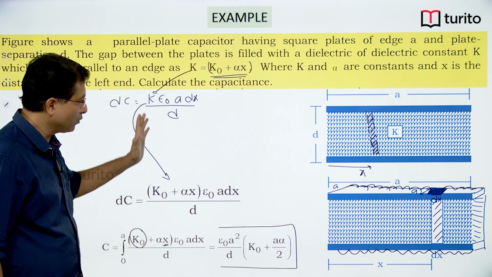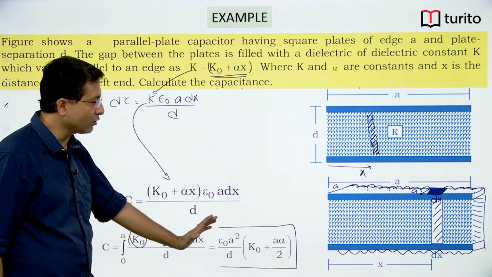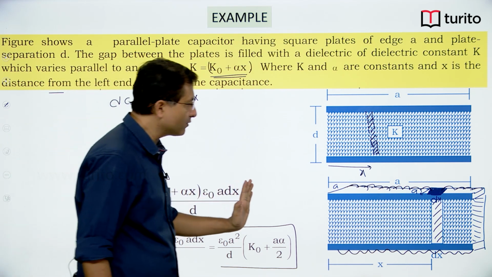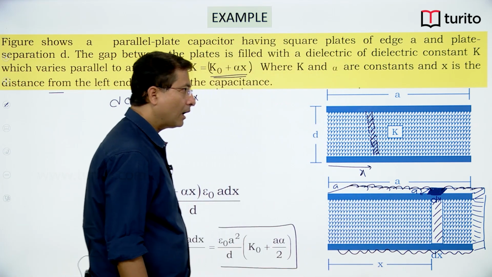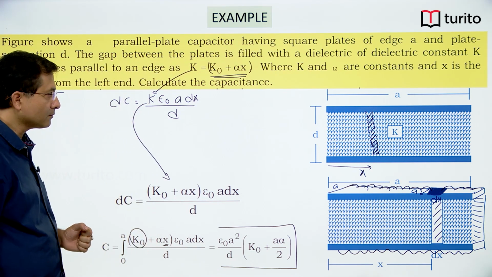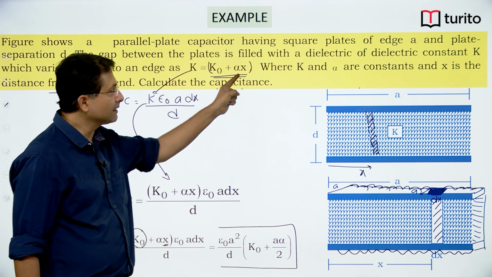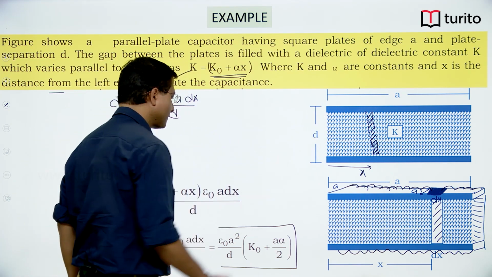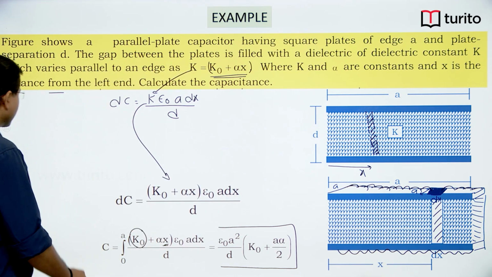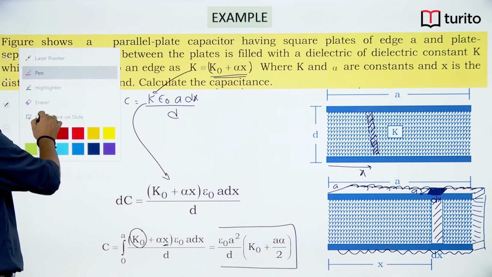So, after integration you got the capacitance. If this is the way capacitance varies, I could have given this dielectric constant varying according to y. So, let us see what we need to do then.